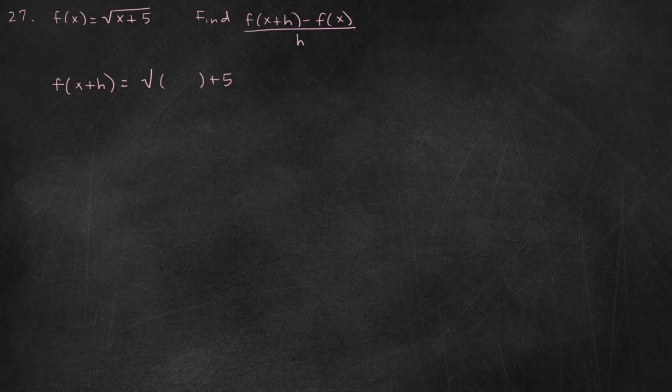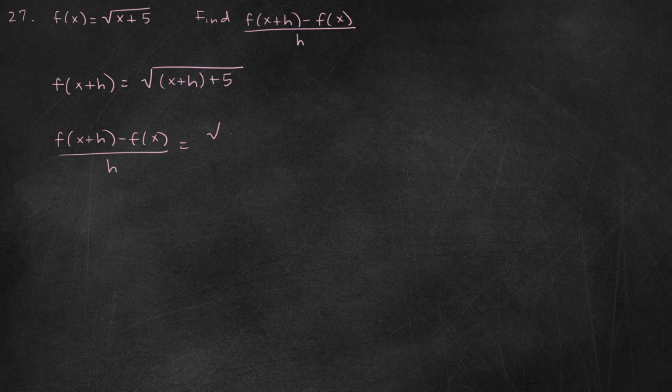Number 27, f of x equals the square root of x plus 5. And we want to find f of x plus h minus f of x all over h. So let's first find f of x plus h. The rule for f is square root of input plus 5. And our input is x plus h. Okay, so now we can build f of x plus h minus f of x over h.